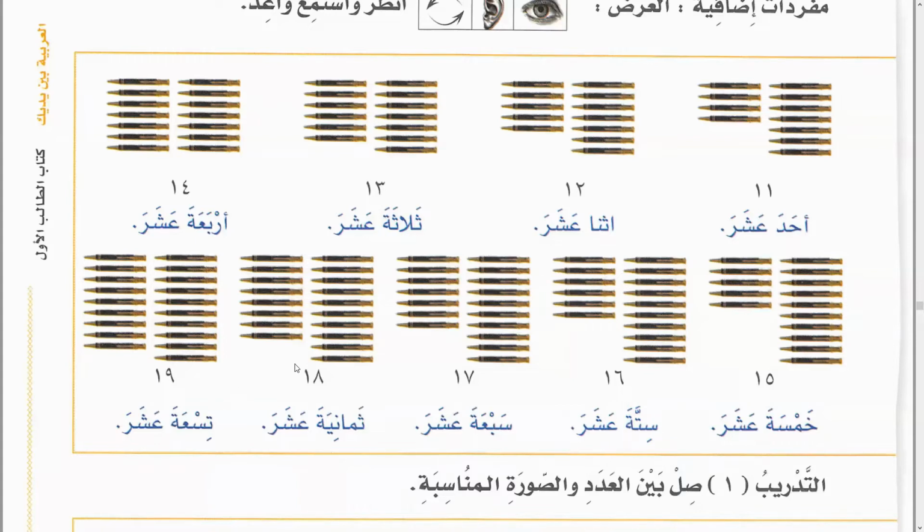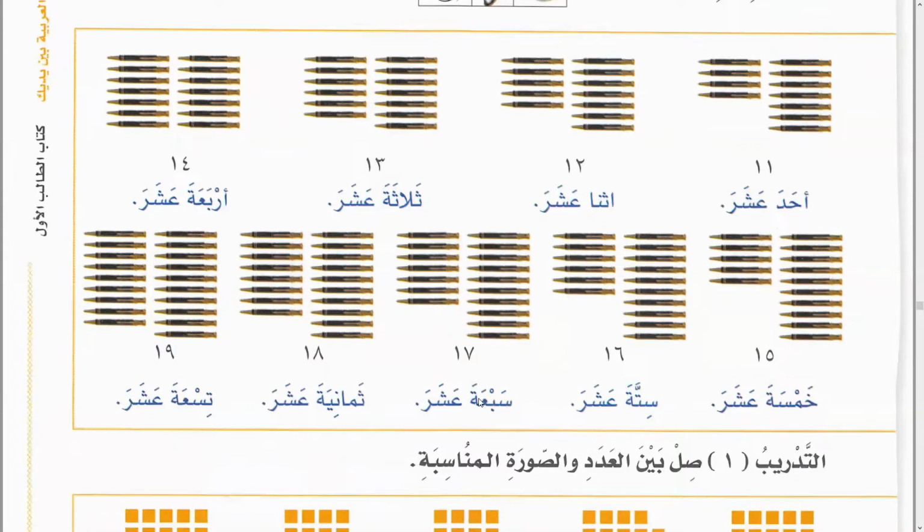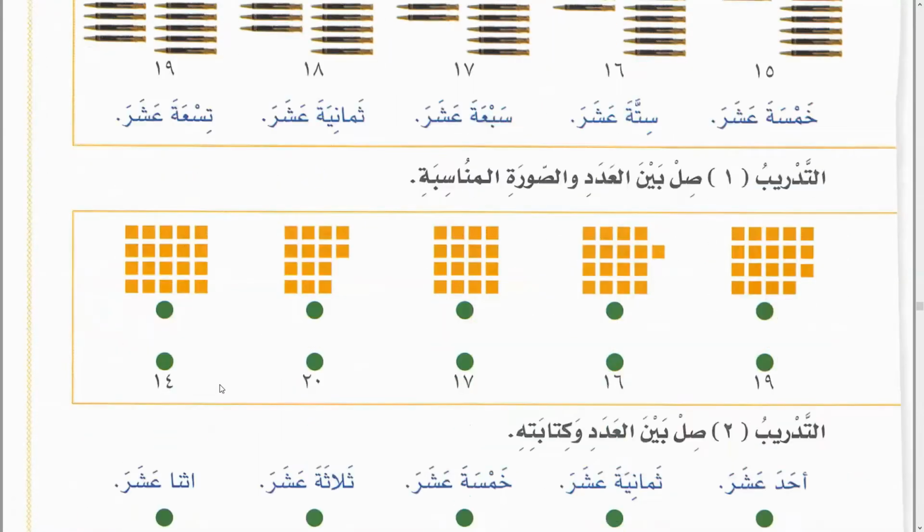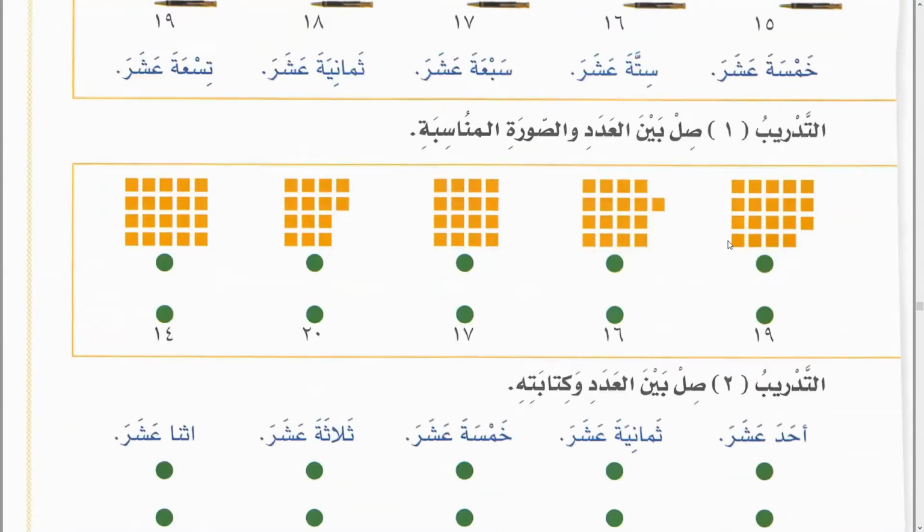But how do you say 13, 14, 15, 16? We add ashra to it, right? Ahada ashra, isna ashra, salasata, arba'ata ashra, khamsata ashra, sittata ashra, sab'ata ashra, samaniyata ashra, and tisata ashra. This is just the numbers, and they want us to say 19. So where's 19? We count 1, 2, 3, 4, 5, and that is 19.